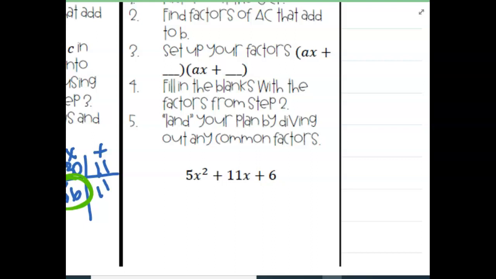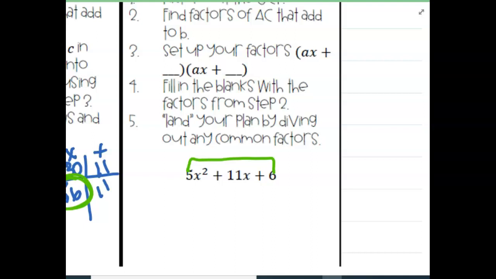As soon as you recognize that it is an ax squared, if you're going to use the airplane method, the first thing your airplane needs is wings, right? All airplanes have wings. Okay, here's how you're going to draw your wings. The same thing we did last time. You're going to find factors of AC that add to B. Same thing. Okay, so you're going to draw your wings.